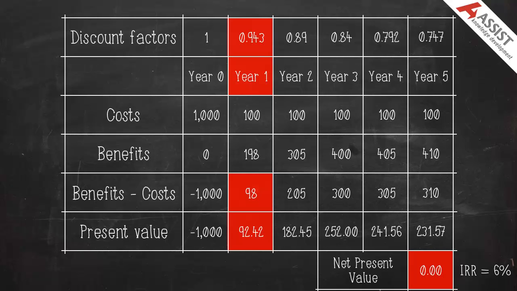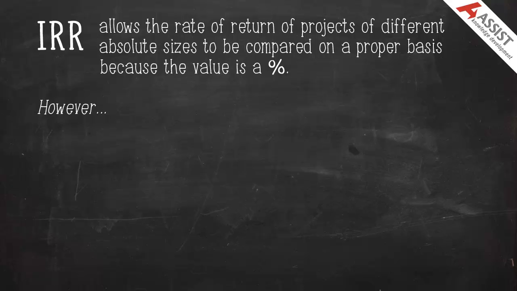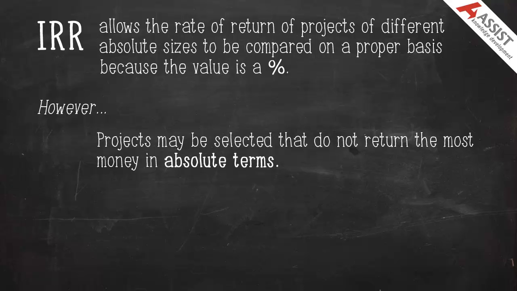So the discount rate that produces a net present value of 0 is also known as the internal rate of return, and in this case, the IRR is 6%. The IRR allows the rate of return of projects of different absolute sizes to be compared directly, because the value of the IRR is a percentage. However, this means that projects may be selected that do not return the most money in absolute terms.